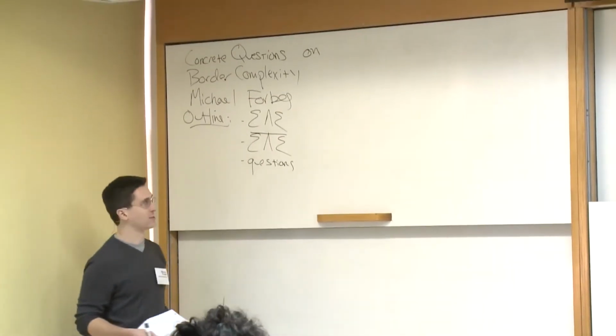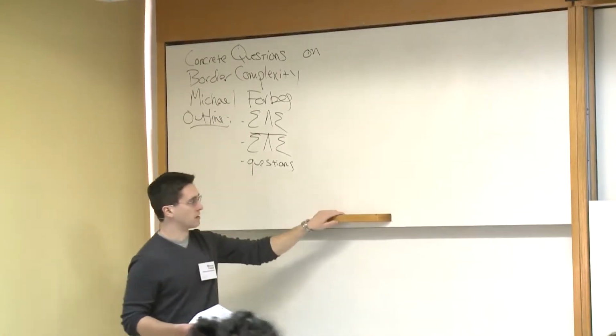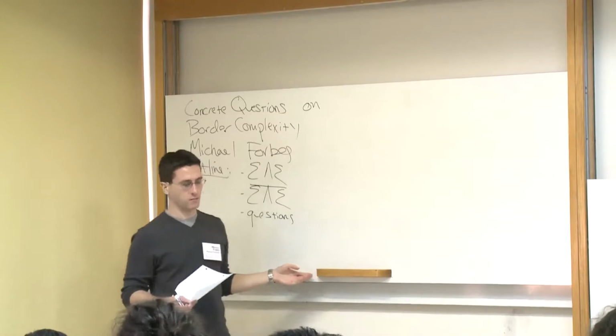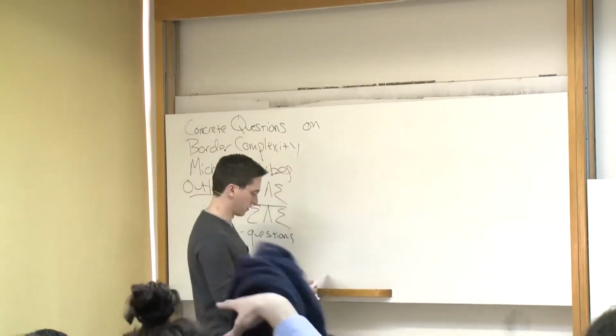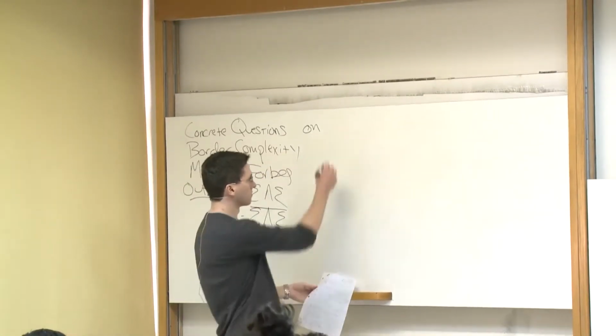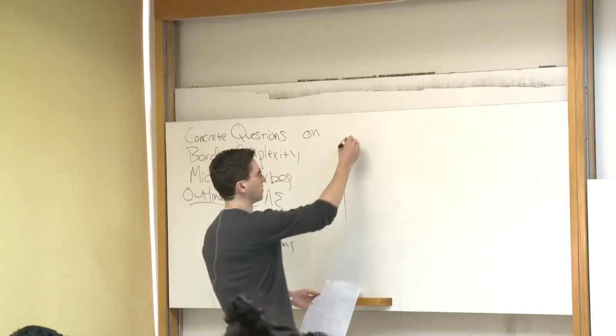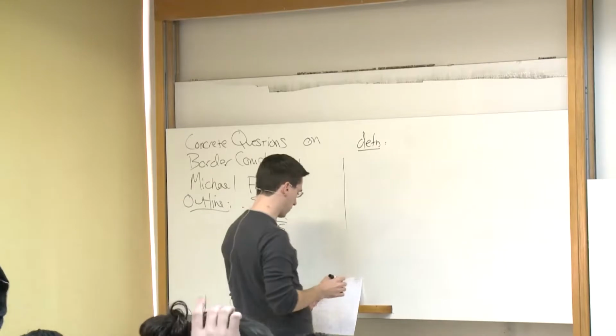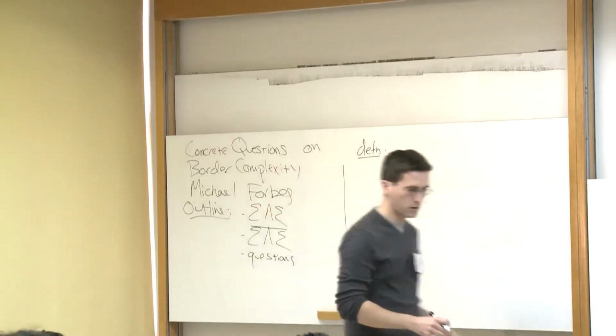To some extent, there's not going to be any real results here. I'm just going to mostly highlight things I think are important, and questions. The definition of complexity I really want to focus on is this depth 3 powering formula.